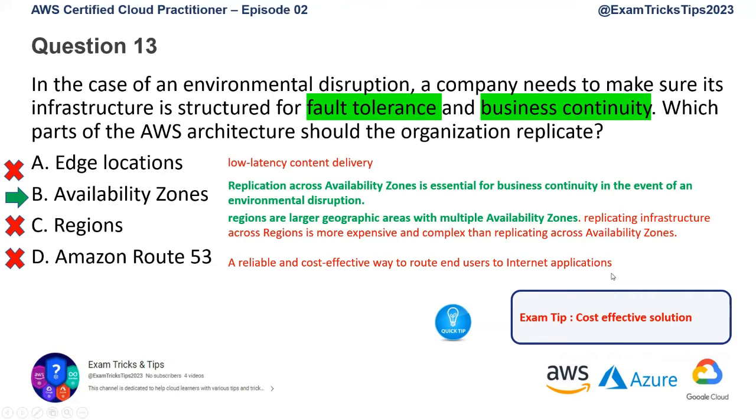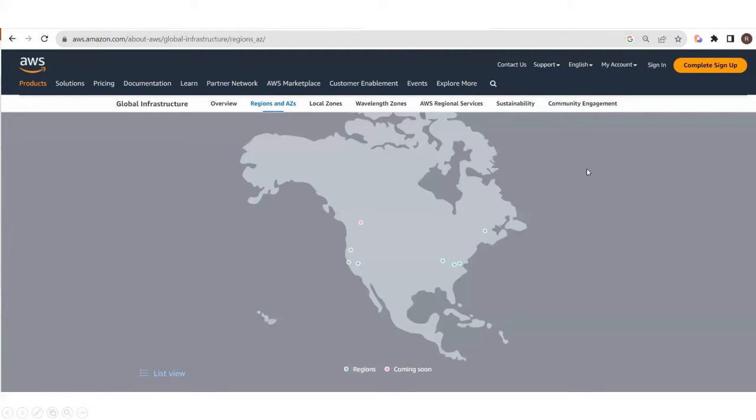So yeah, question 13, the answer is option B, availability zone. That's what I would replicate if I want to increase the fault tolerance of the solution. Let's move to the next one.